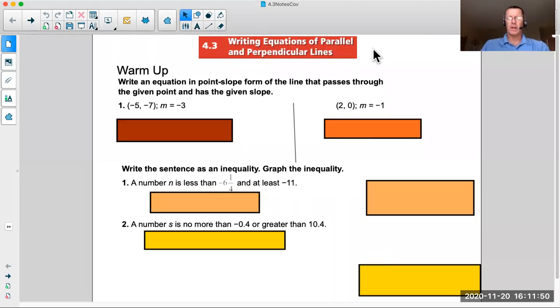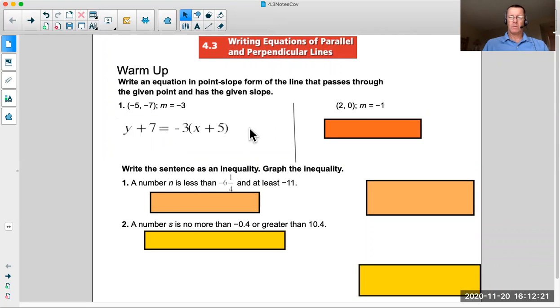So 4.3, we're gonna start learning about how to write equations of parallel and perpendicular lines, so special types of lines related to each other. But go ahead and start the warm up. Here, the first two problems ask you to write an equation in point slope form, so remember what that is, of the line that passes through the given point and has the given slope. So remember y minus y sub 1 equals m times the quantity x minus x sub 1. Try those.